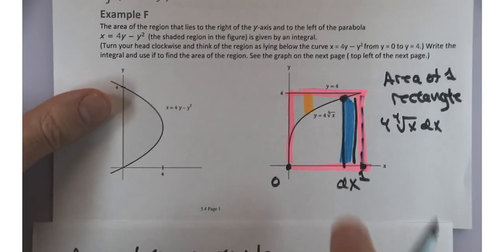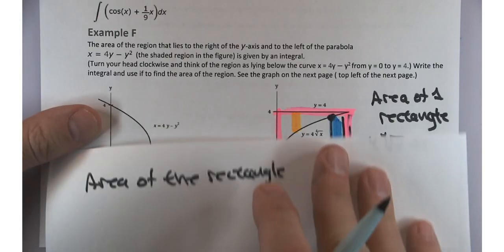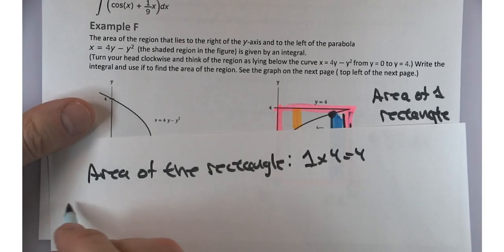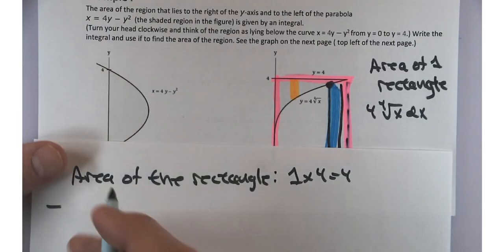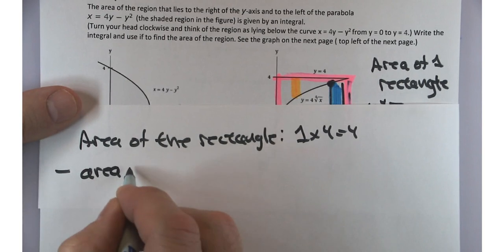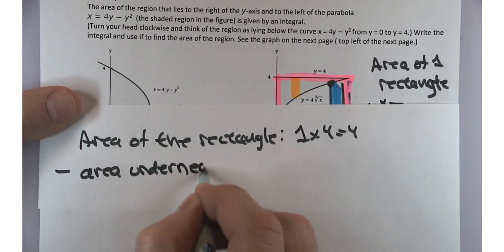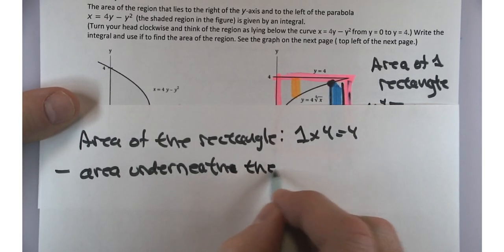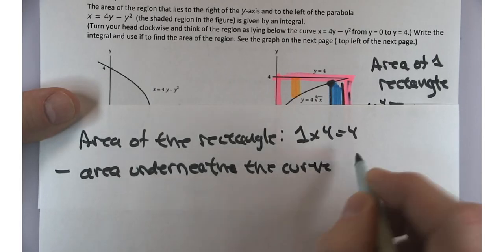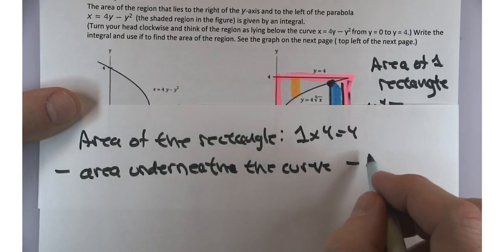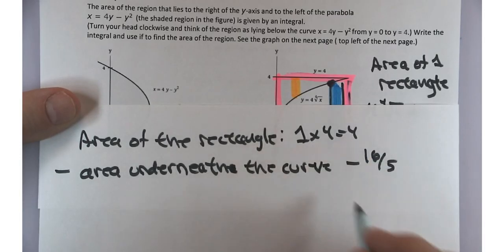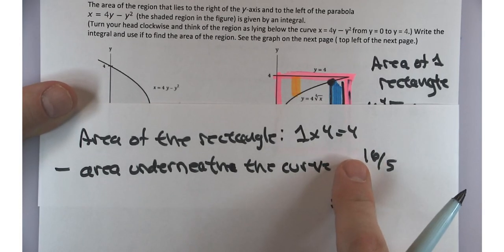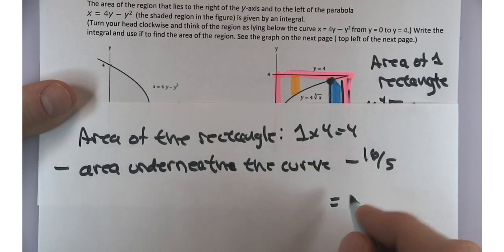was 4, right? 1 times 4 for the height. Minus the area underneath the curve. So that's minus 16/5. So it's going to be 4 minus 16/5. So that's going to be 20/5 minus 16/5, which is 4/5.